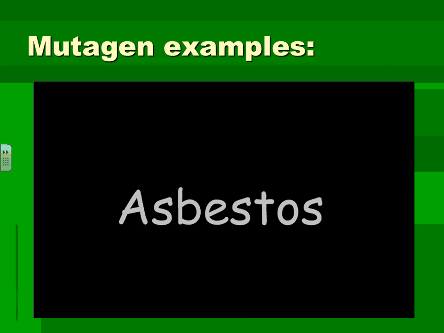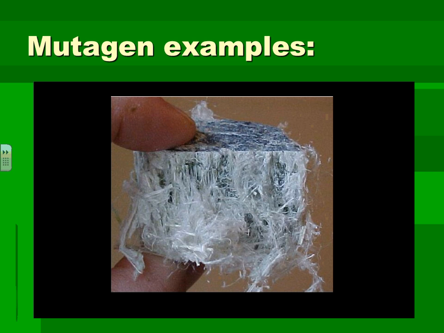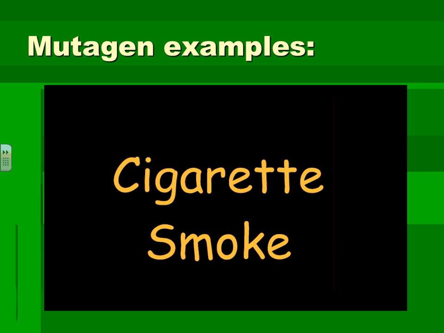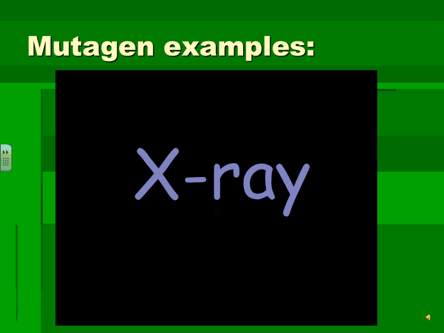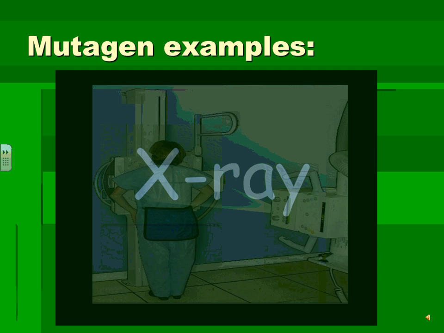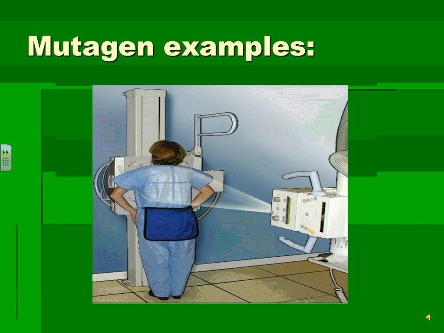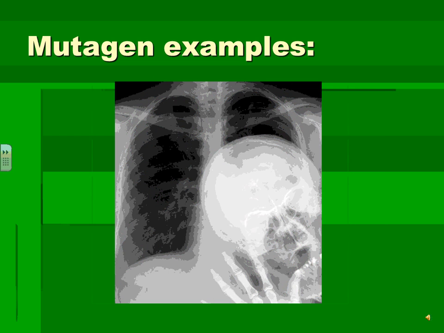Some mutagens would be asbestos. Asbestos is the stuff that's in insulation in old buildings, and it becomes harmful when it's airborne. This could cause a change in the DNA. Another example would be cigarette smoke, and we all know what cigarette smoke looks like. Another example would be X-rays, so radiation from the X-ray machines. Although these things are necessary, they could cause a change in the DNA.